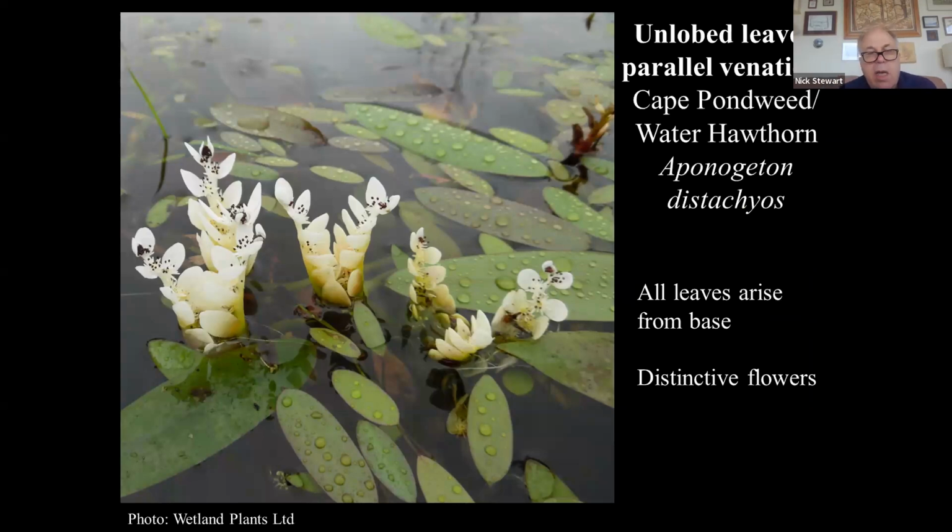This is another introduction, not a common introduction, but you will find it particularly in ornamental lakes. It's called Cape pondweed or water hawthorn. It has leaves which look a bit like the common pondweed that we're just looking at, but all the leaves arise from the base. It doesn't have an obvious stem to it. And of course, the flowers are very odd looking flowers. Sort of white or sometimes a bit pinkish. But if you just have the foliage, you could easily pass over those as common pondweed.